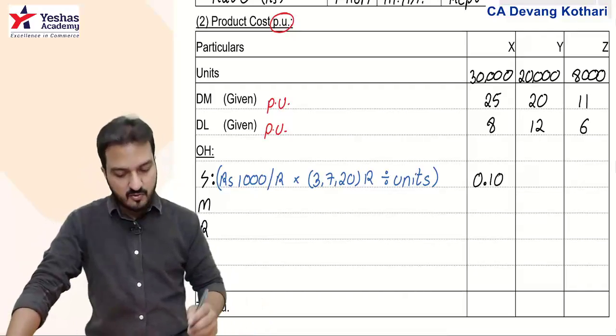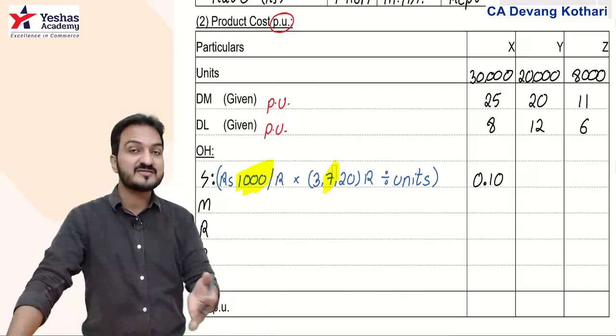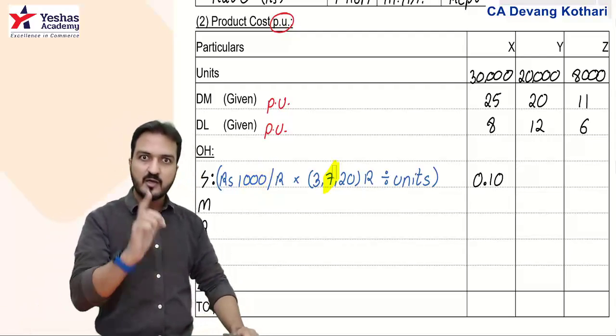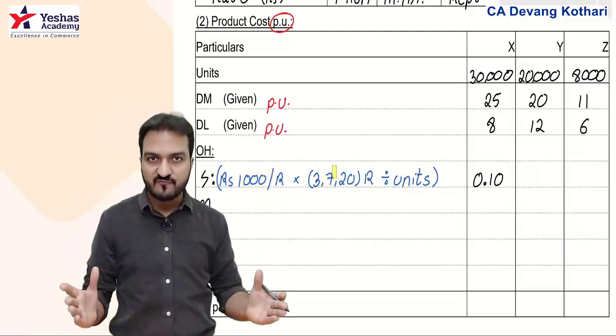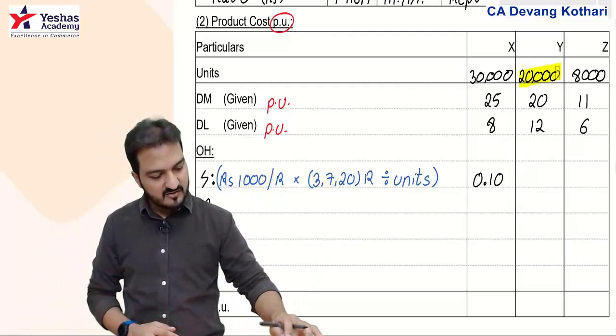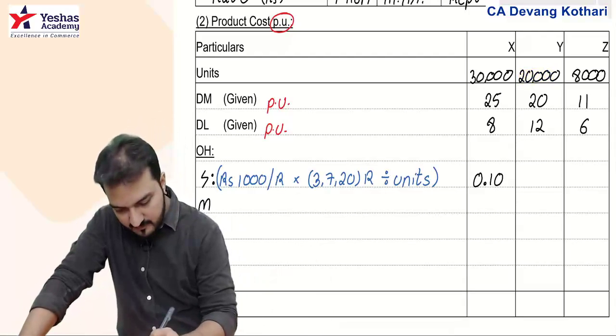Similarly for Y, for product Y, it is 1,000 per run into 7 runs makes it 7,000. But 7,000 is not for 1 unit of Y. 7,000 is for all units of Y. So divide the total units 20,000. 7,000 divided by 20,000 makes it 0.35 per unit.